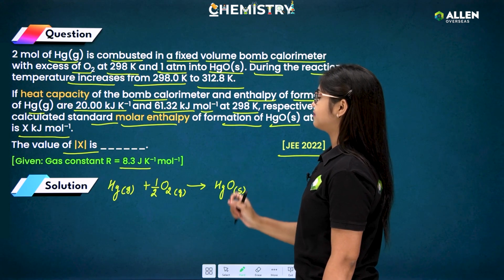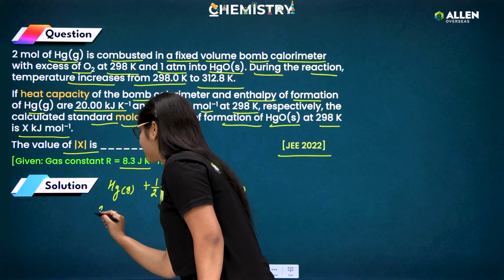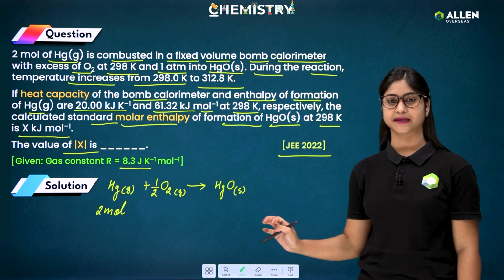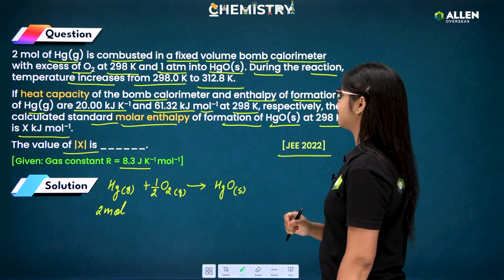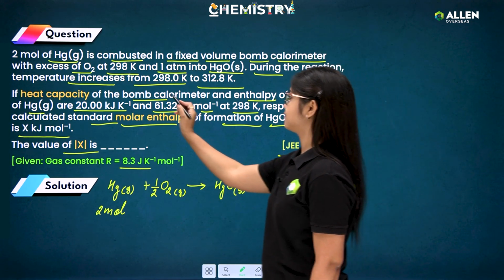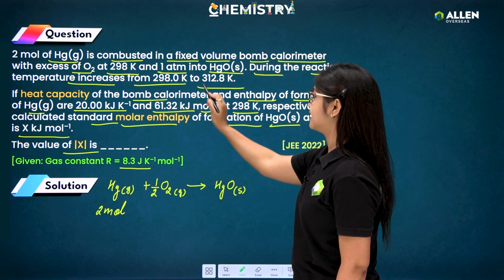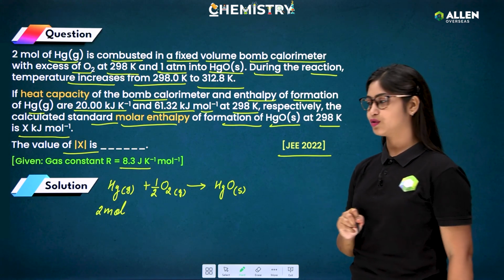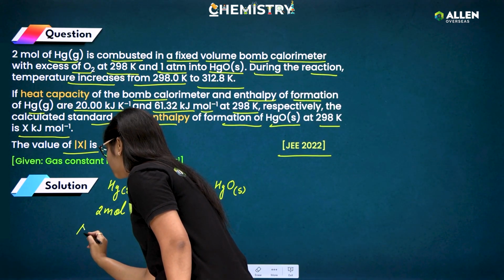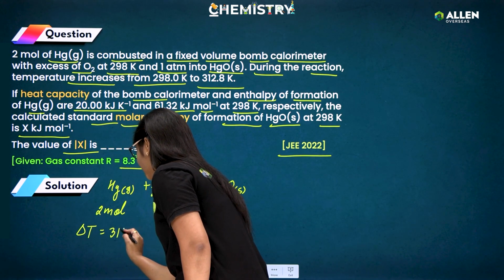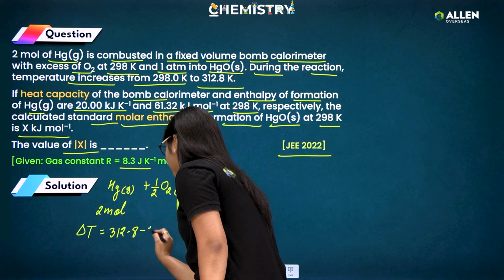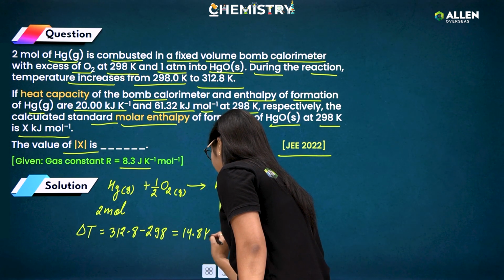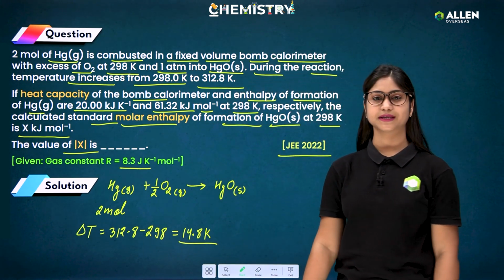And here, what values are given? First of all, 2 moles of mercury are given. We have 2 moles of mercury that are getting combusted in this reaction, with excess of O2. If we talk about temperature, it changes from 298 Kelvin to 312.8 Kelvin. So if we want to find the value of delta T, the change in temperature, it will be 312.8 minus 298 Kelvin, that is 14.8 Kelvin. This is the value of delta T for this reaction, right?